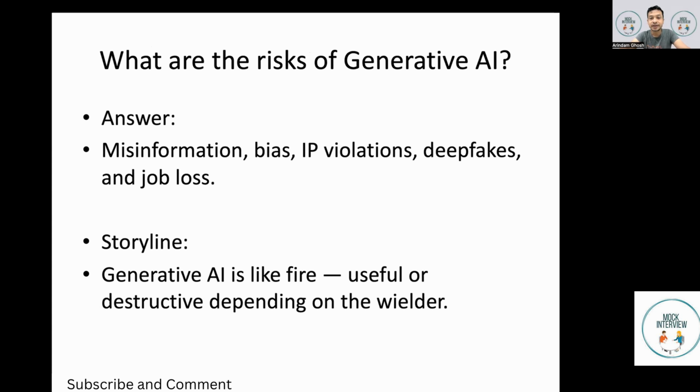Next question. What are the risks of generative AI? Answer: misinformation, bias, IP violations, defects, and job loss. So these are some of the risks as we know today. Storyline: generative AI is like fire, useful or destructive depending on the wielder.